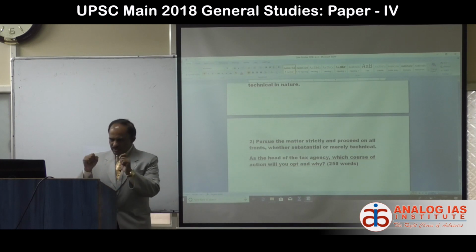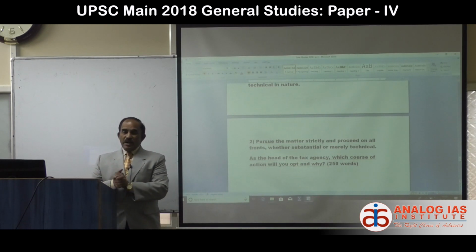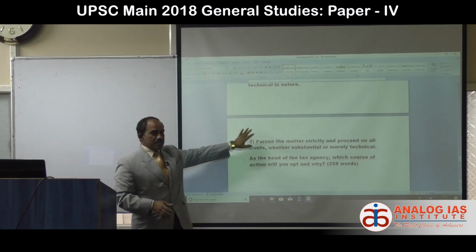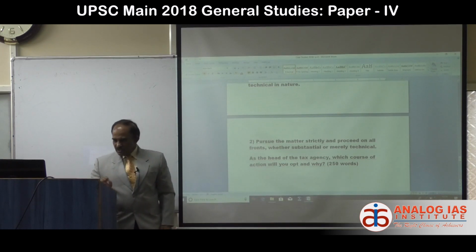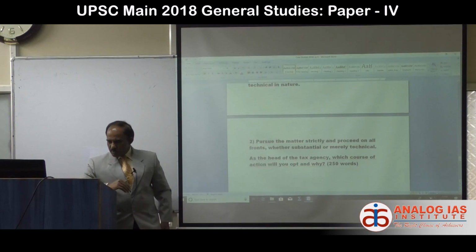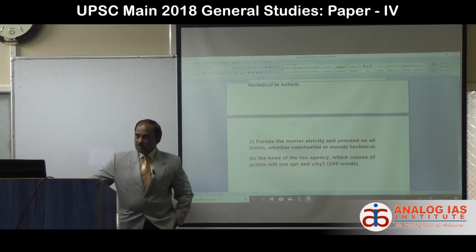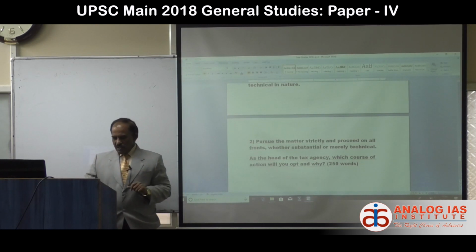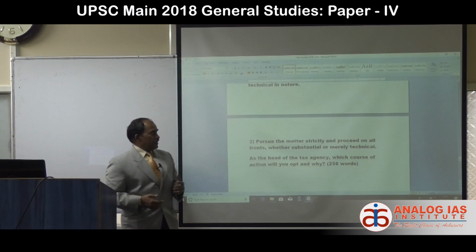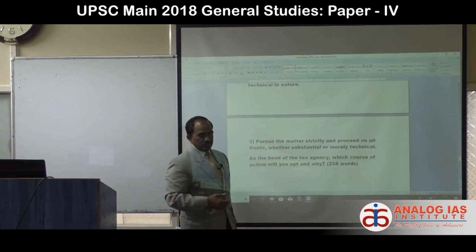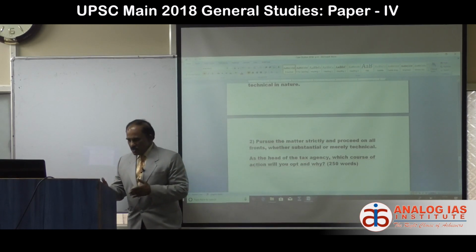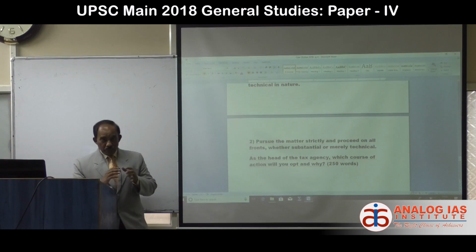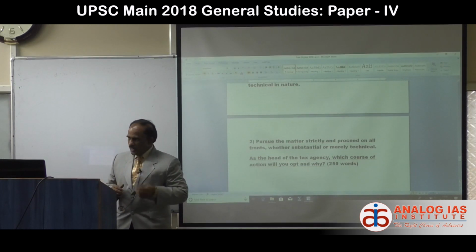So the case study relates to work culture, and the ethical issues involved in the case study are: go by the letter of the law, or go by the spirit and the practicality of the law. This is an issue you have to decide. So in this case study, you are given two choices. Now go for the pros and cons, the merits and demerits of these two aspects.